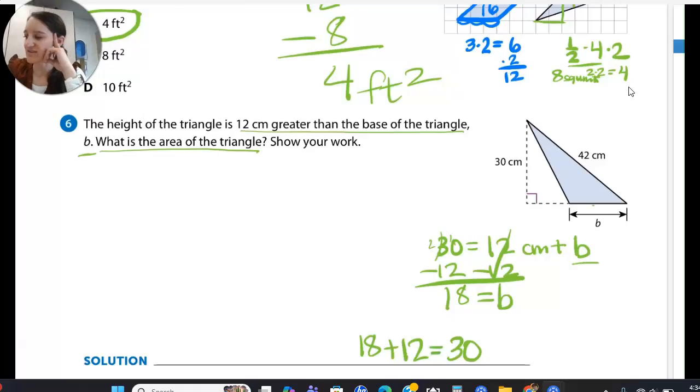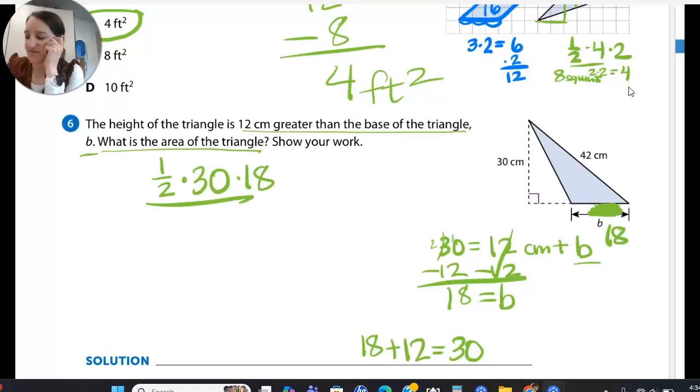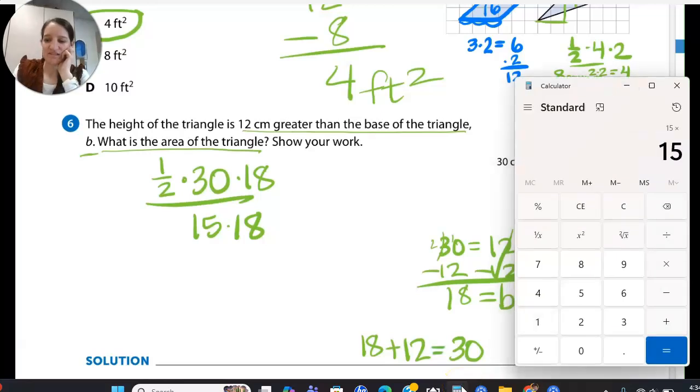Now that we know that B is 30, what is the area of that triangle? 1/2 times 30 times, no, not 30, right there. The base is 18 times 18. Half of 30 is 15. 15 times 18. I'm going to pull out my calculator. 15 times 18 is 270 centimeters squared.